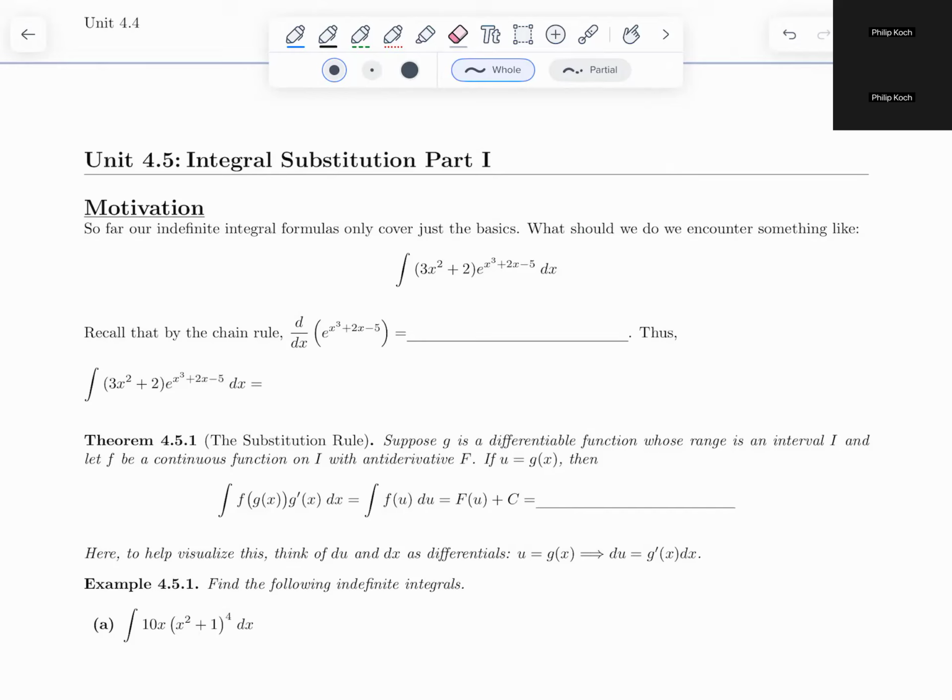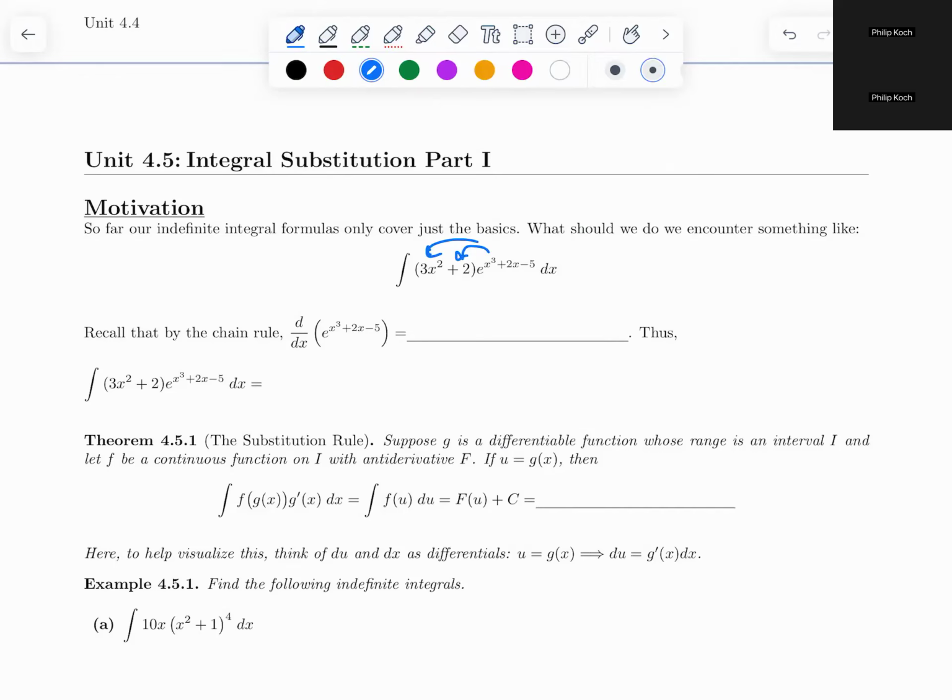So as an example of this, take (3x squared plus 2) times e to the (x cubed plus 2x minus 5). Now, if I was just going to ask you to find the antiderivative of that, we'd be in a lot of trouble because, as we learned, you can't just take the antiderivative of pieces and then multiply them together, right? The integral of a product is not equal to the product of the integrals. We can't do that. So maybe we try and distribute it. Don't do this, but even if you do, you'll start to see that you have problems.